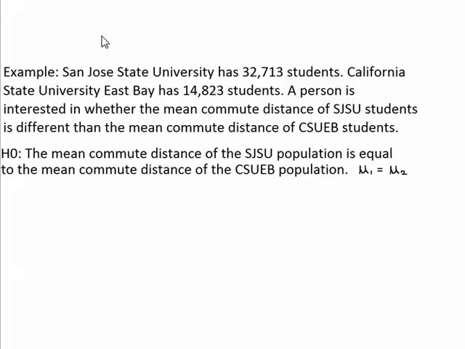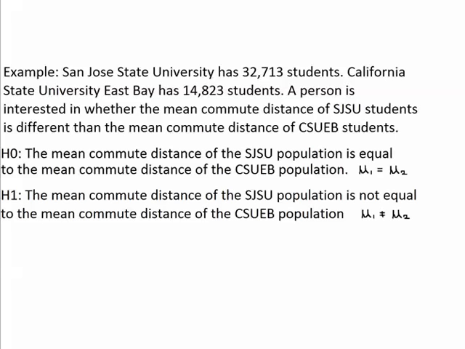Well, in this type of study, the person would randomly select a sample of San Jose State students and would randomly select a sample of East Bay students, and the person would calculate the mean commute distance of the San Jose State sample and the mean commute distance of the Cal State East Bay sample. After all of that data collection has been done, the person would want to come to a decision between these two hypotheses, or between these two possibilities.